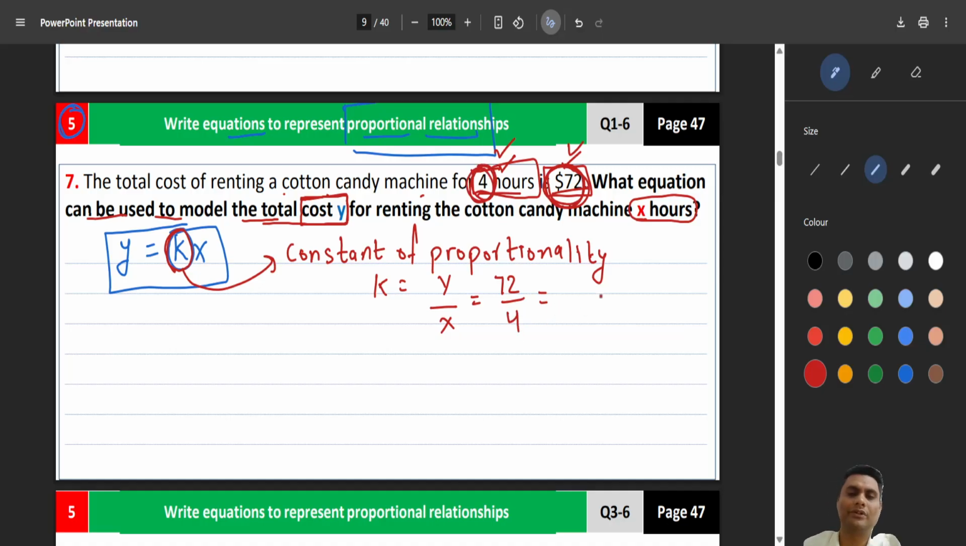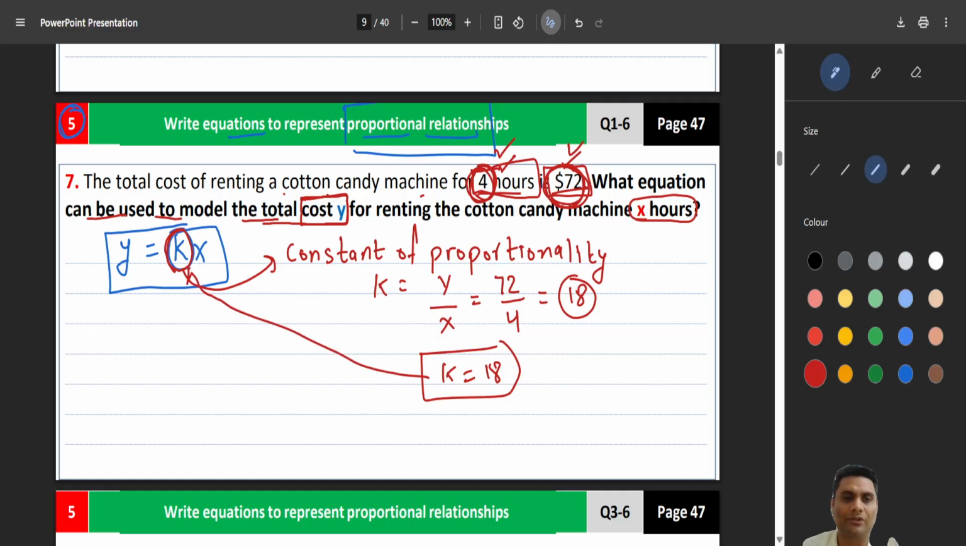Now 72 divided by 4 is 18. So my k is equal to 18. Now to write the equation, you have to put the k back into the equation here. So this will become y equals 18x. See, I have put 18 in place of k, right? So this is my final answer. This is the equation.